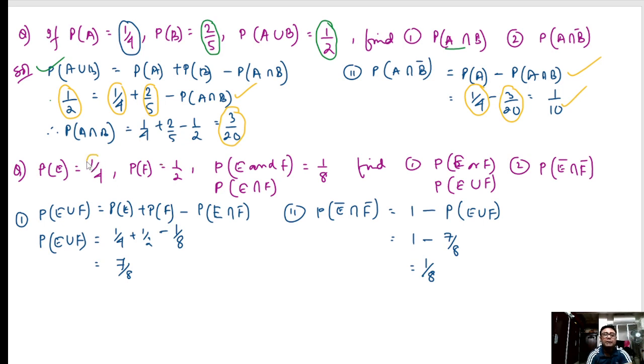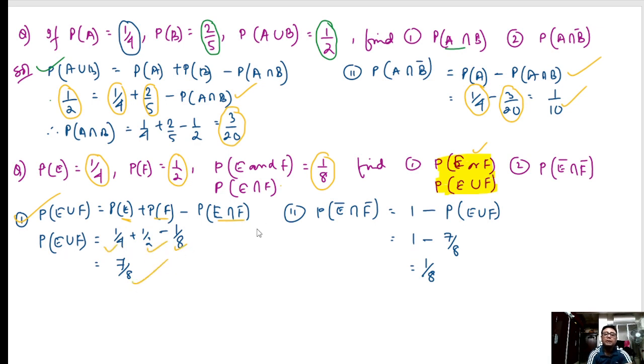Similarly, P(E) given, P(F) given, P(E and F), that means P(E intersection F) given. Find P(E or F). E or F means P(E union F). Please note, E or F means P(E union F), already I told you. And for P(E union F), already the formula we know. So putting the values whatever we know, we get the answer.